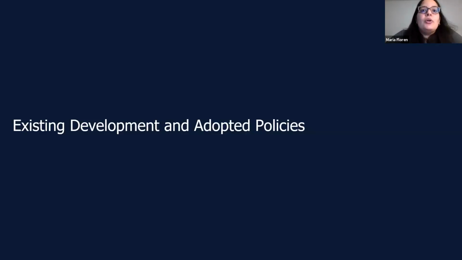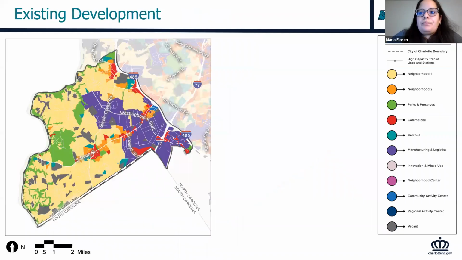So as mentioned, the mapping approach began by translating what's on the ground today and what future place types would look like without the comprehensive plan. So here we have the existing place types map. This map reflects what's on the ground today. It's based on existing land use data and development patterns. As you can see, we have a lot of purple, which is manufacturing and logistics. We have a lot of neighborhood 1, and we have significant parks and preserves.